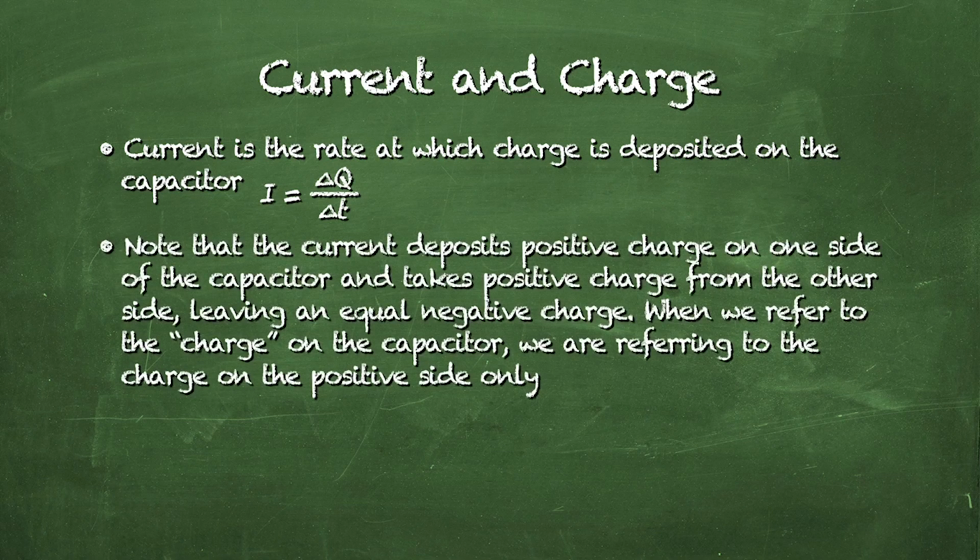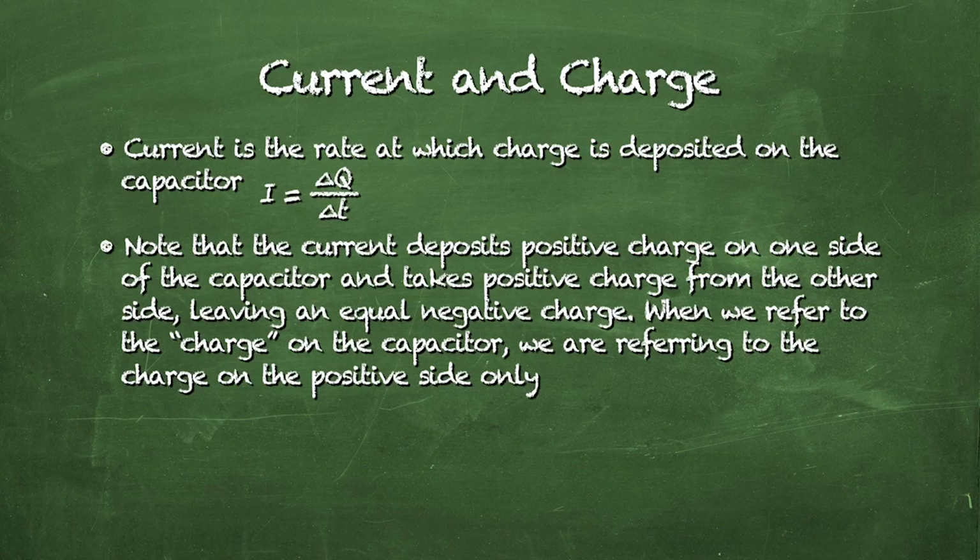Now, note that when we refer to the quote-unquote charge on the capacitor, we're referring to the charge on the positive side only. The actual total charge on the capacitor is 0 because we have the same amount of positive charge on the positive plate as we have negative charge on the negative plate. So the charge on the capacitor, the positive and negative charge on the two plates, is always balanced. So the actual total charge in a capacitor is always 0. But when we speak about the charge on the capacitor, that's really just shorthand for the amount of charge on the positive plate of the capacitor.